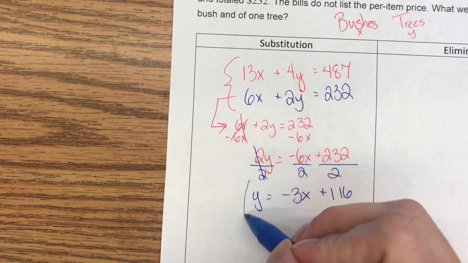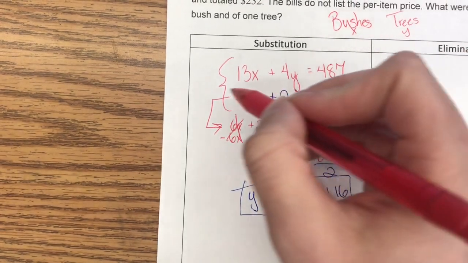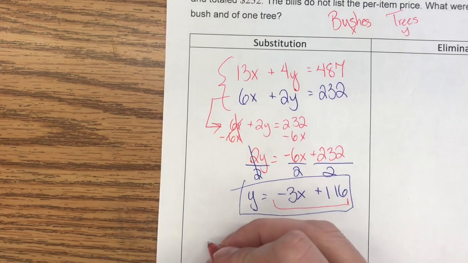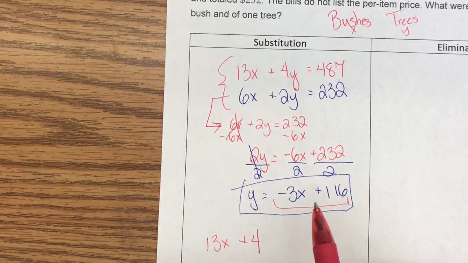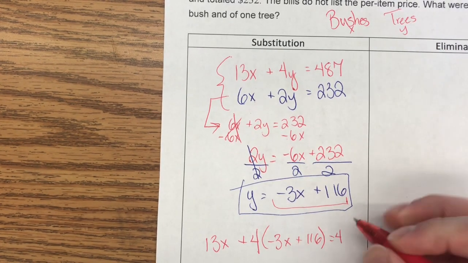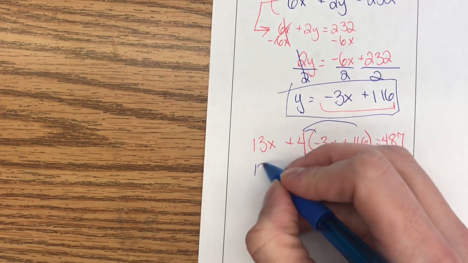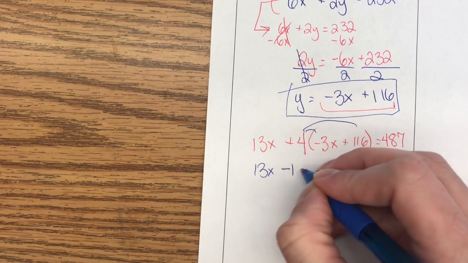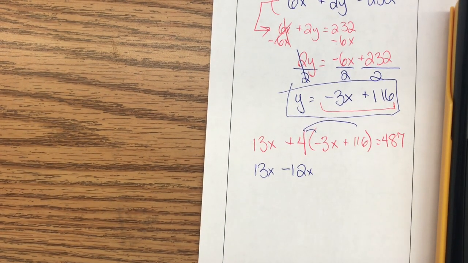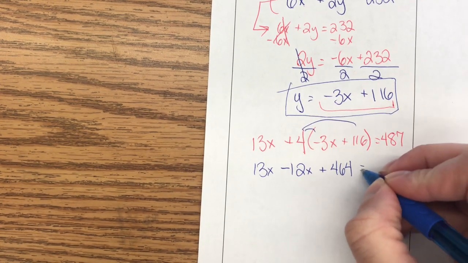All right, so that was my bottom equation, solved for Y. Now that I know what Y is, I have to throw that into the top equation. So I'm going to rewrite the top equation, and instead of Y, I'm going to replace Y with negative 3X plus 116. So this is the top equation, 13X plus 4Y, and instead of Y, I now know Y is negative 3X plus 116, and then continuing equals 487. 4 is attached to a parentheses, which means distributive property here. 13X, 4 times negative 3X is negative 12X. 4 times 116, 464, I knew that. 464 equals 487.